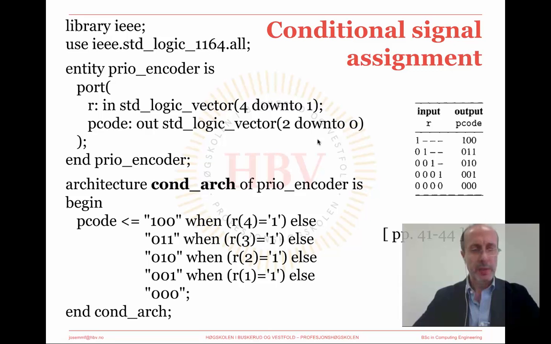Now this slide shows an example of the use of the conditional signal assignment to implement a priority encoder function corresponding to the truth table shown on the right. The code is again very much self-explanatory, so basically what is required here is to get acquainted with the syntax of this type of statement, and that of course will come only from practice. But please go to pages 41 to 44 of the book and read carefully the explanations that are presented there.